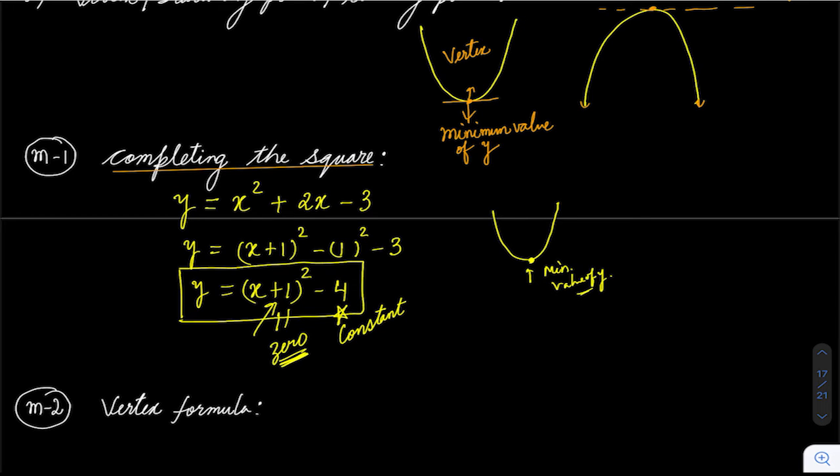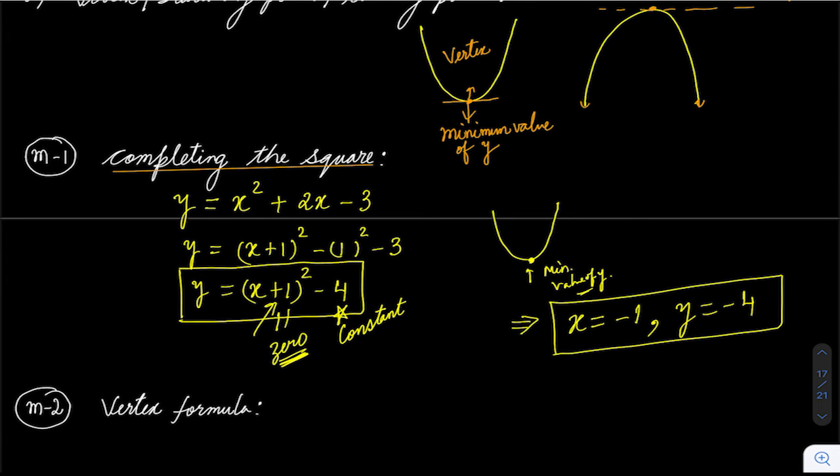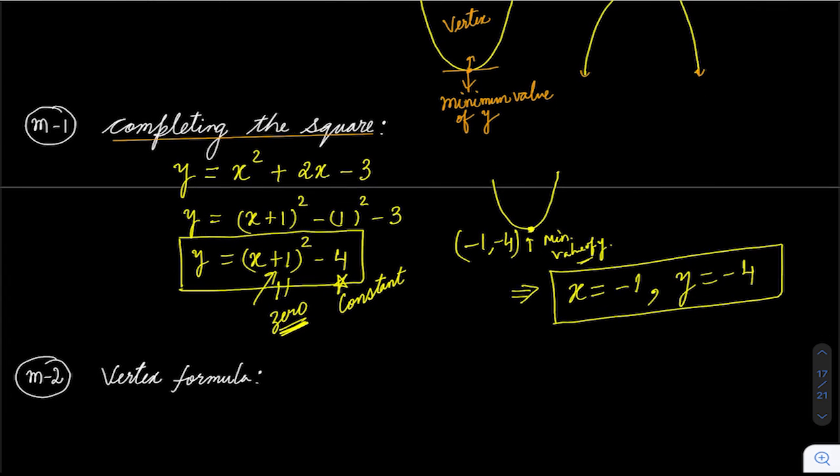So finally, when is this square 0? When x is minus 1. You can see if x is minus 1, then minus 1 plus 1, this bracket will become 0. So x is minus 1. When x is minus 1, what is y? y is minus 4. So we are getting a point, x as minus 1, y as minus 4. So this point, minus 1, minus 4, is my vertex.